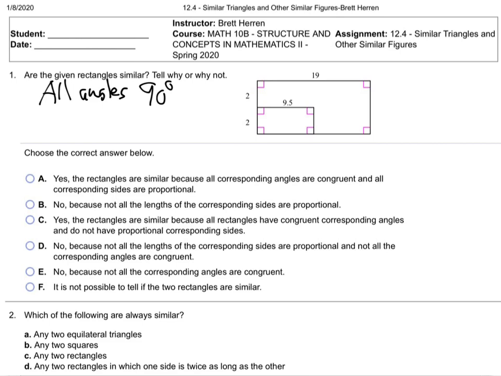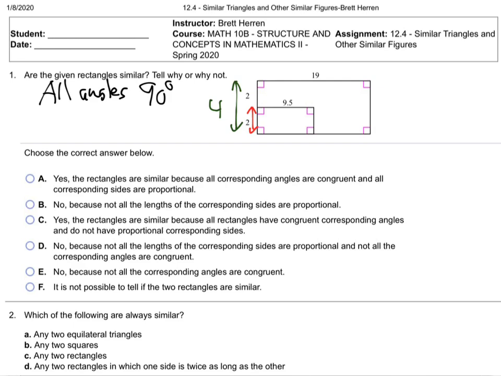Now, are the sides proportional? Like if I took the left side of the little rectangle, that's 2. And then I compared that to the left side of the big rectangle. What's the left side of the big rectangle? 4. So the big rectangle is how much bigger? Twice as big. 4 is twice as big as 2.